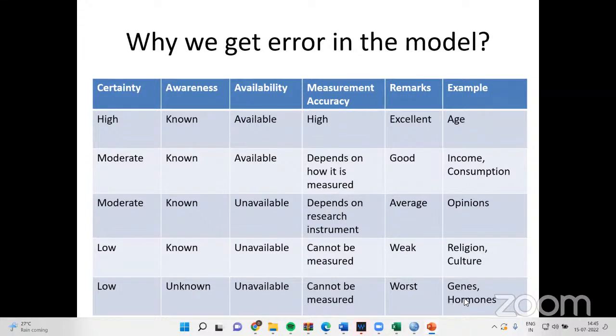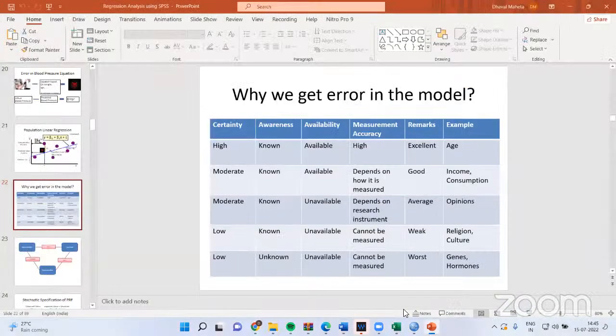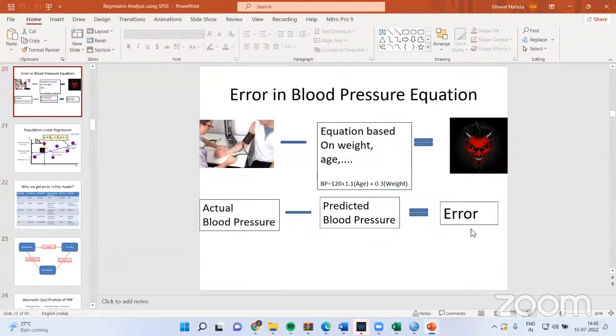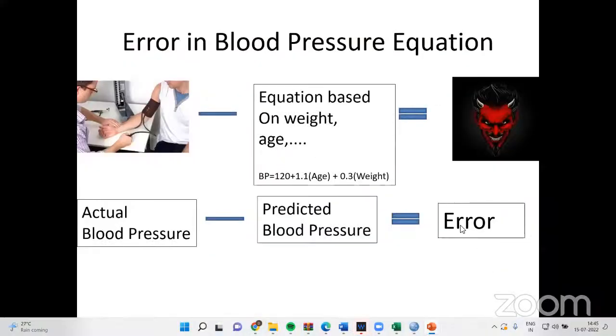So when anything goes unexplained, we can say that their genetics are powerful or their hormones are powerful. That's the only thing we say. But definitely, they are going to affect us and they are going to creep into our equation. So we have understood one thing, that we cannot make any equation which is not having the devil, and the devil is error.